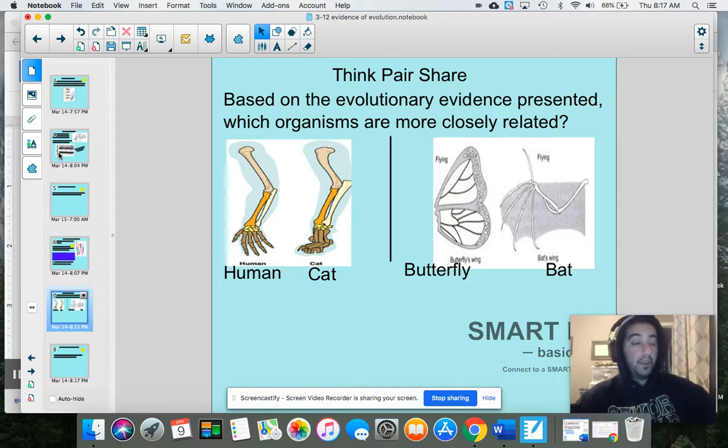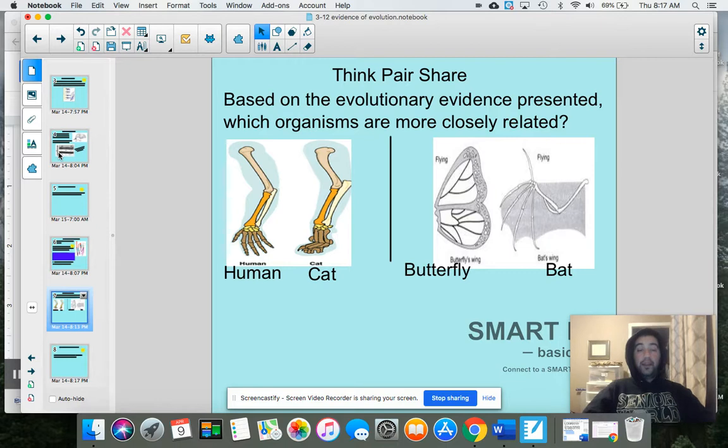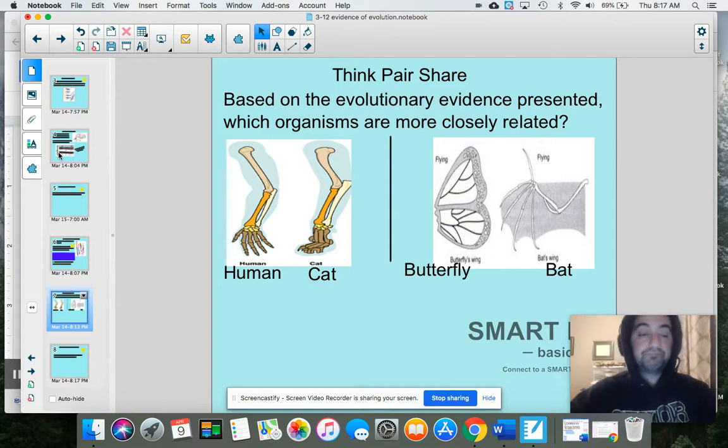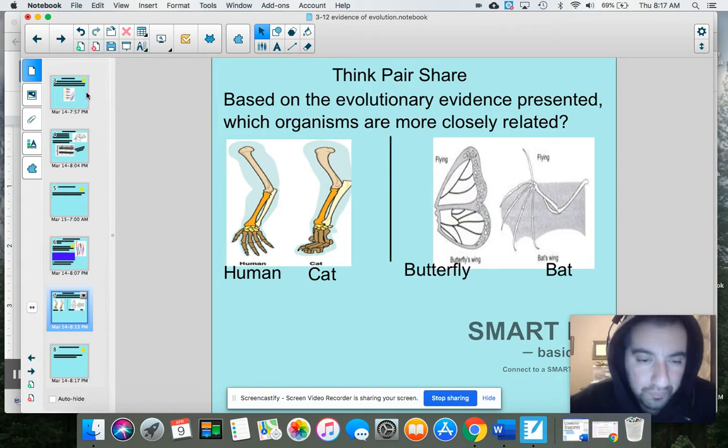Okay, so after you complete your guided notes, let's do a quick think, pair, share. Take a look at these diagrams. Based on the evolutionary evidence presented, which organisms are more closely related? According to comparative anatomy, if you take a look at the human and the cat, this is the human arm. This is the cat arm.